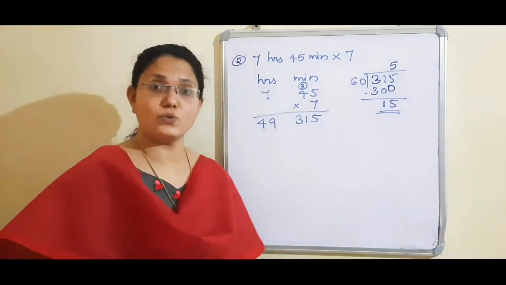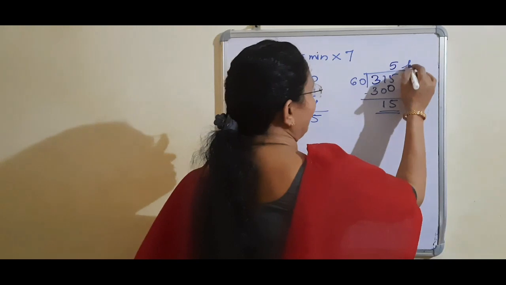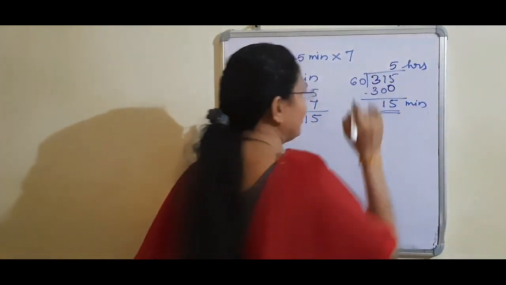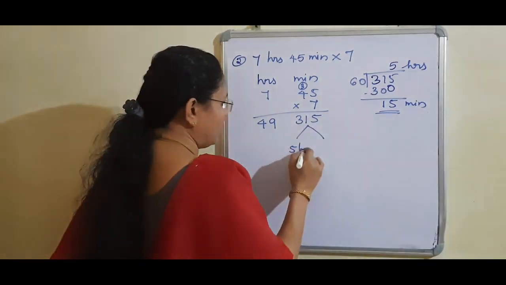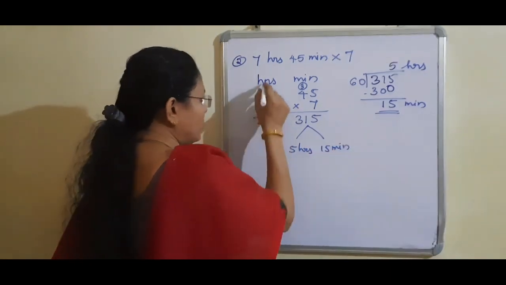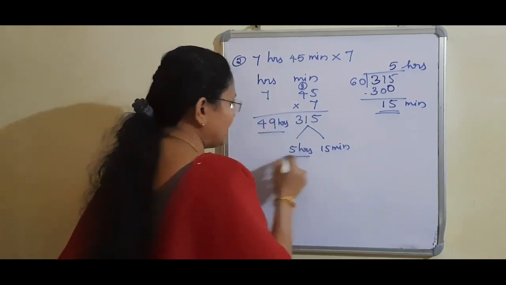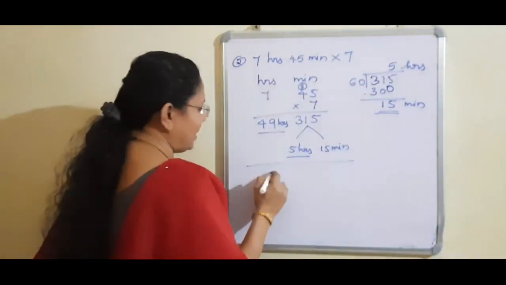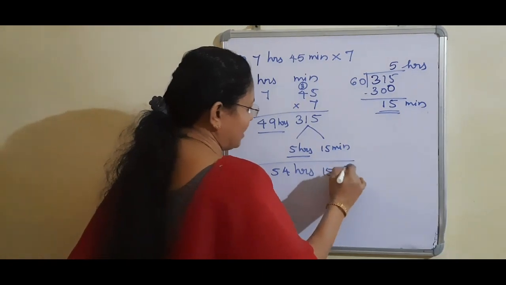Now, how can we write the units of quotient and remainder? Yes, quotient is the next unit, 5 hours. And the remainder is the same unit, 15 minutes. Now, we can regroup this one. 315 is 5 hours and 15 minutes. This is the same unit as the hours column, because this is in the hours column. Now, we already studied that same units we can add. Therefore, what is the answer here? 49 plus 5, 54 hours and 15 minutes.